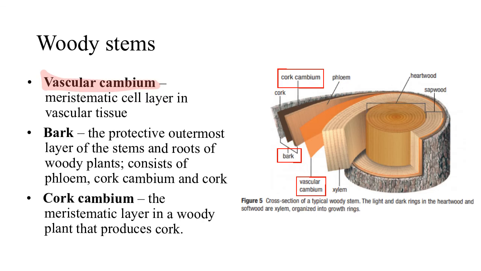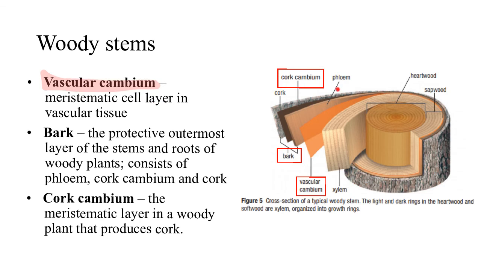Bark is an important component of woody stems, and it's probably one that you're very familiar with. Bark is composed of phloem, cork cambium, and cork. This bark, so the phloem, cork cambium, and cork, together make bark, and bark helps to protect what is effectively the stem, the woody stem of the plant.